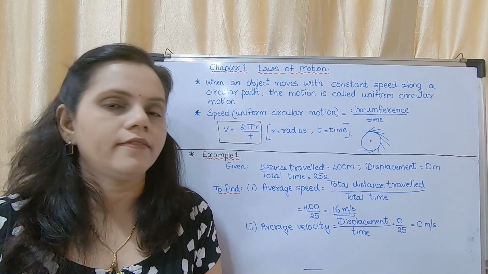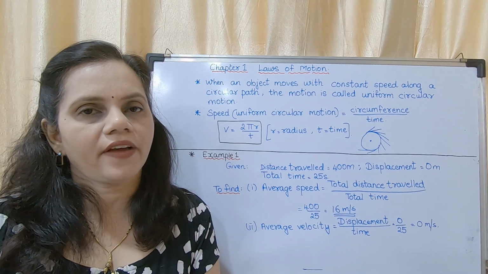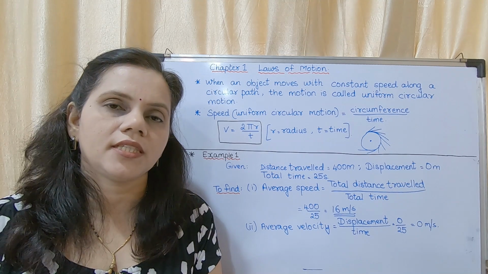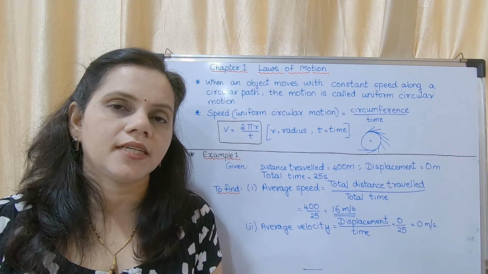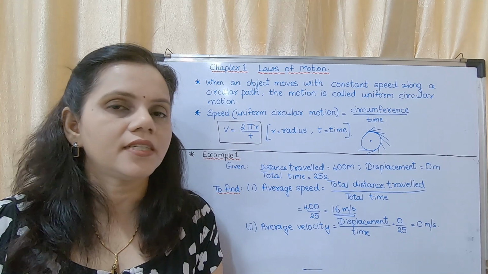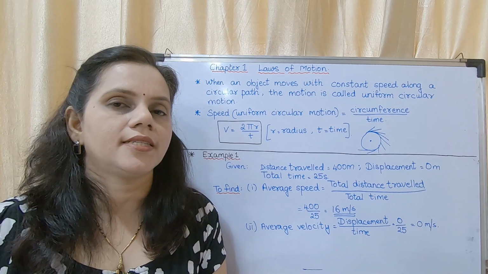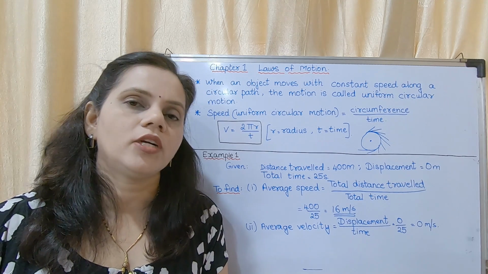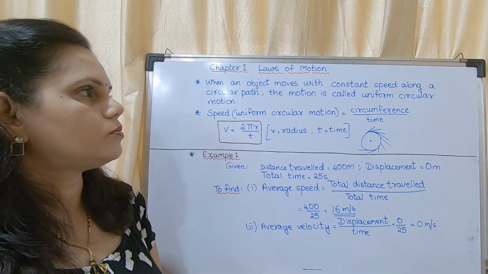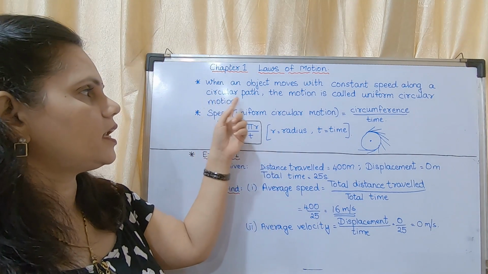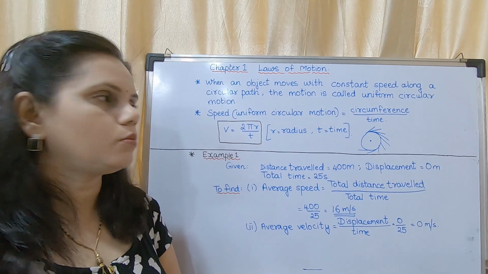Okay, so in a square we are changing the direction 4 times. In a pentagon we are changing the direction 5 times. In a hexagon we change the direction 6 times. What about a circle? In a circle we are changing the direction infinite times. Okay, so as the direction is changing many times, it is an accelerated motion. Now what is the definition of uniform circular motion? When an object moves with constant speed along a circular path, the motion is called uniform circular motion.